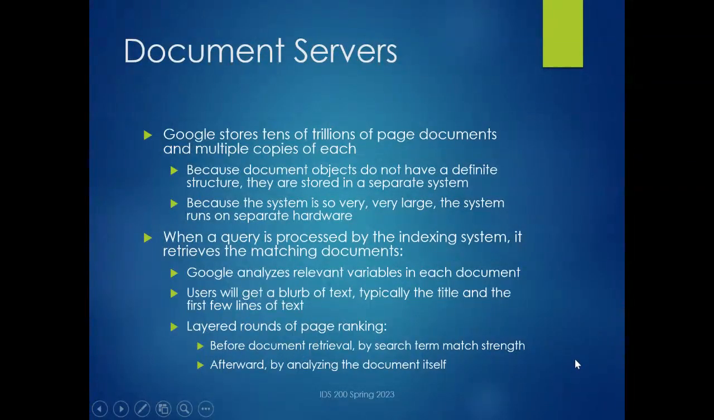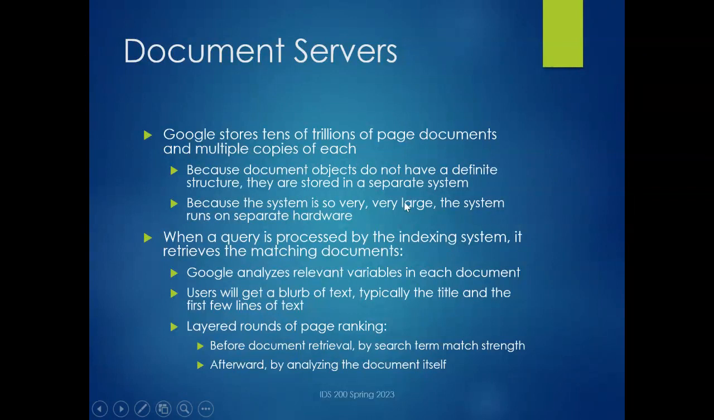Next thing, document servers. The big thing document servers do for Google is store raw page data, right? Page data that has not been extracted for later use. So Google has tens of trillions of page documents, multiple copies of each. And again, these document objects, because they're web pages, don't have a definite structure. We've already talked about how web pages don't have a fixed structure. It doesn't make sense to store them in a relational database.